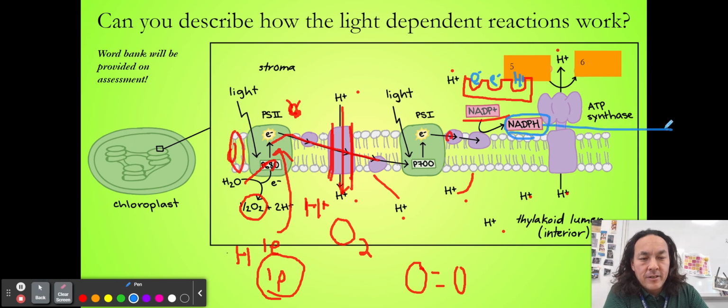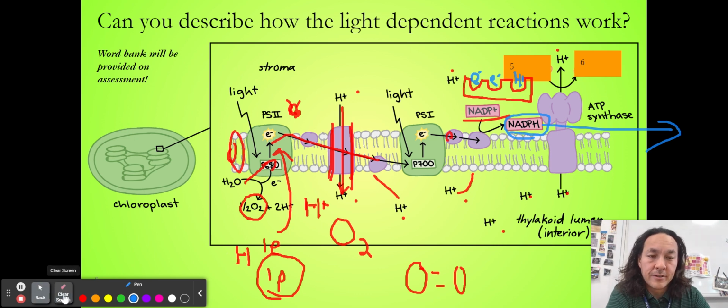This NADPH goes off to the Calvin cycle to help make carbohydrates, or to help make sugars. Now we have lots of H pluses inside the thylakoid. They can diffuse through ATP synthase. ATP synthase is this enzyme right here.